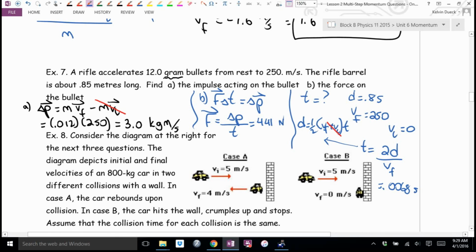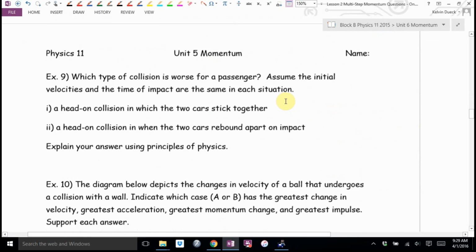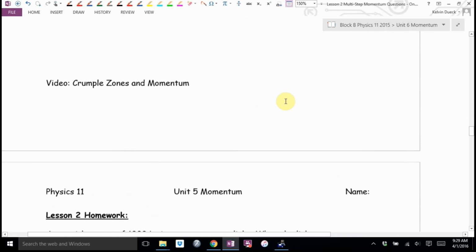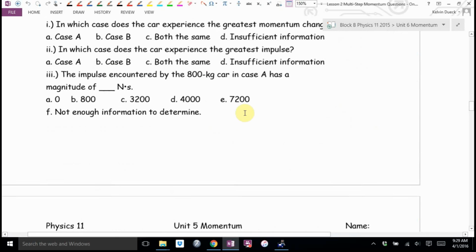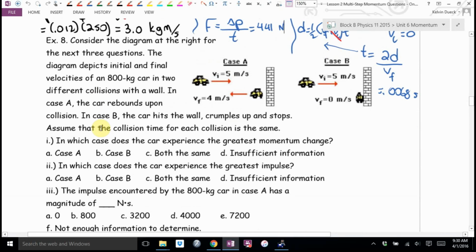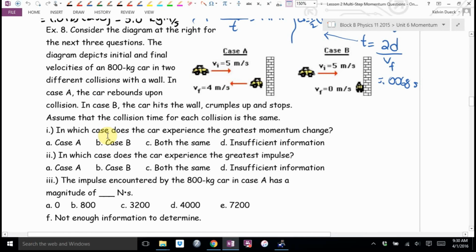About 441 newtons. Am I going to get through the rest of this in this block, Mr. Dewick? It's going to be close, but not quite. So we're going to go like this. I'm going to pause here.